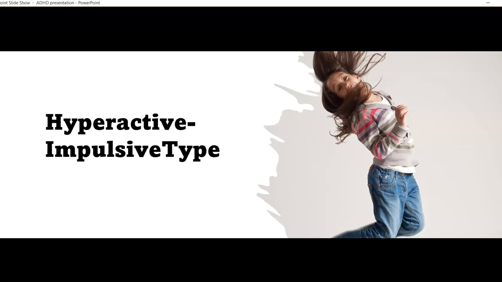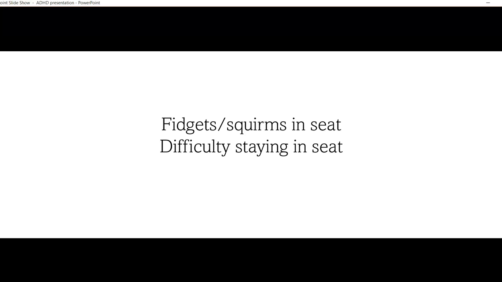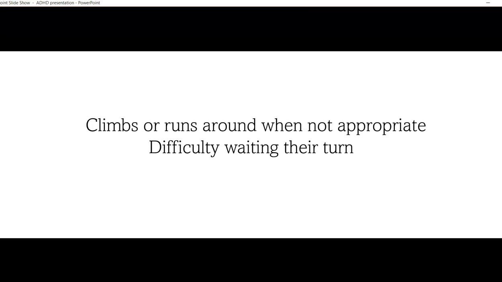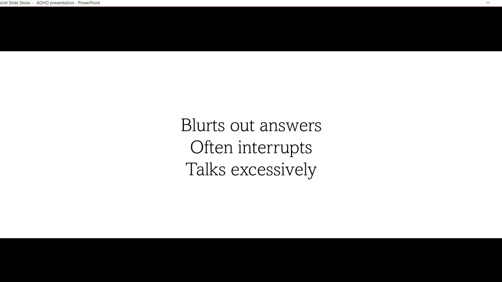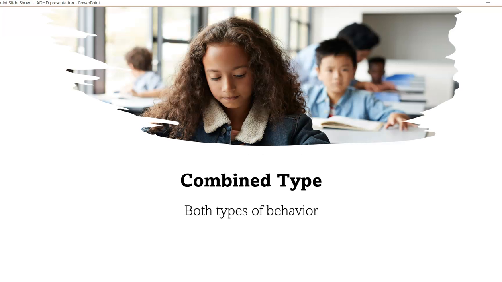In the hyperactive impulsive type, we see children who fidget, squirm in their seat, they have difficulty staying in their seat, they may climb or run around when it's not appropriate, they have difficulty waiting their turn, and they often will blurt out answers, interrupt, or talk excessively. In the combined type, we see both types of behavior. So we have the inattentive type, but then we also have some hyperactivity as well.